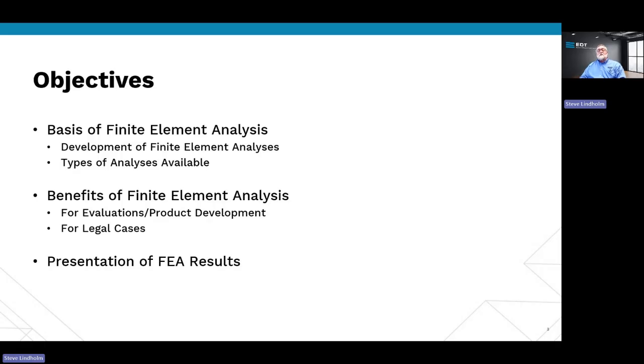I have three objectives in this presentation. One, to explain the basis of finite element analysis, or FEA, how the concept of FEA was developed and the type of analyses available. Two, to present the benefits of FEA for evaluation and development of products. And three, the ways FEA results can be presented.